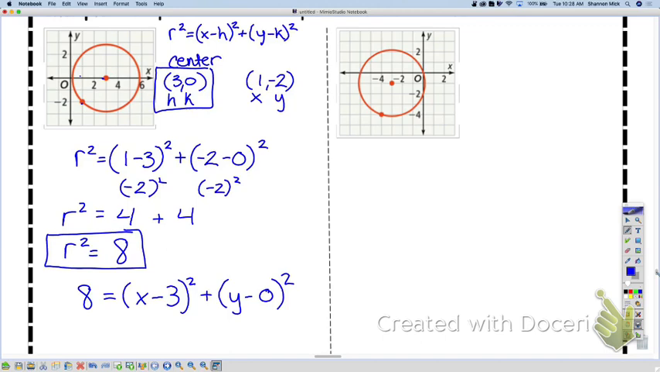Something is wrong. Because that radius is 3, so this should be 9. Isn't that radius 3? 1, 2, 3. Is that radius not 3? Yours is 3. It's 3. So what did we get? 8. It's not a circle.